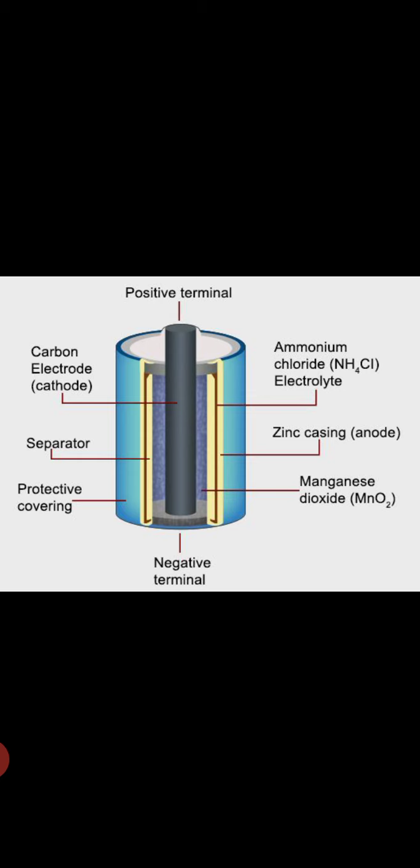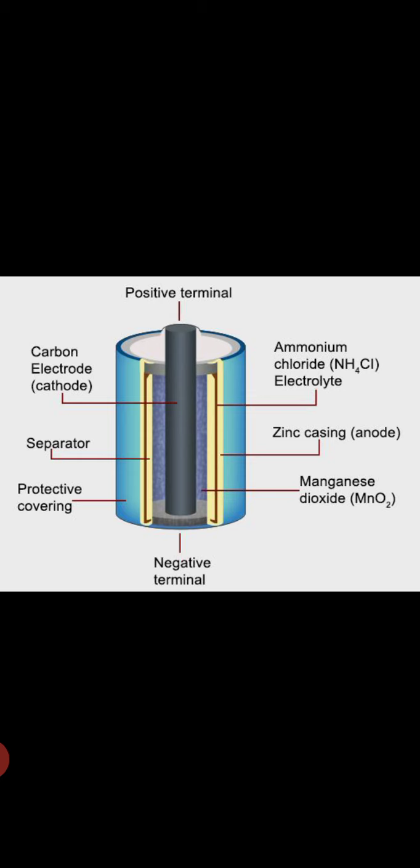Now you can see the graphite rod, the positive terminal, or the carbon electrode, and it is surrounded by the black material, which is nothing but the oxide known as MnO2, powdered MnO2. Of course, MnO2 is available only in powdered form.